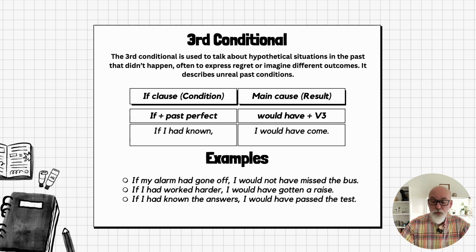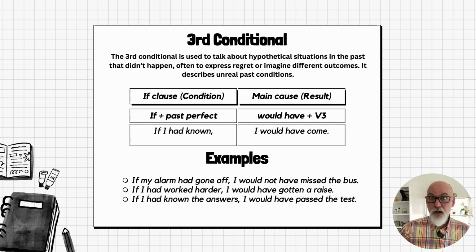Look at the other examples. If my alarm had gone off, I would not have missed the bus. That's right. But it didn't go off. So I missed the bus. If I had worked harder, I would have gotten a raise. See, imaginary. I didn't get that raise. I should have worked harder.